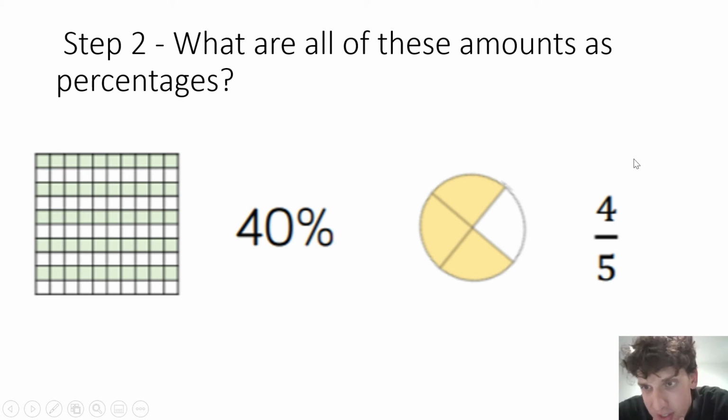So you've got 4/5, you need to turn that into a percentage. Remember how we do this. Remember, percentage is out of 100. That's my hint to you. Then we've got 3/4. What is 3/4 as a percentage? 40% is 40%. That's already a percentage.